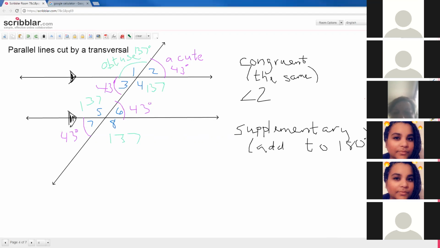So we'll notice then that the obtuse and the acute together add to 180. 137 plus 43 is 180.